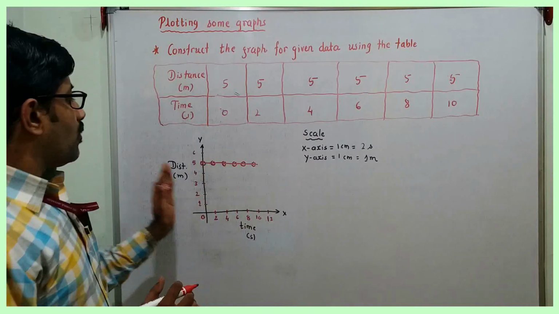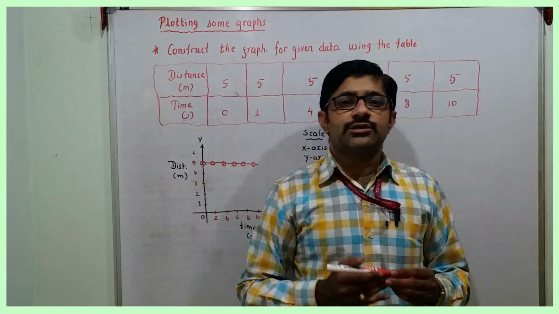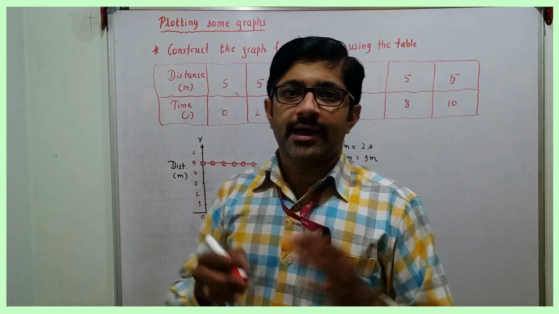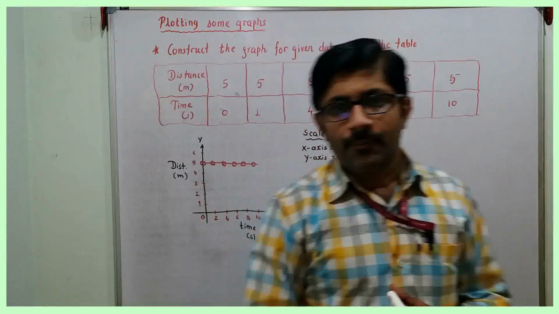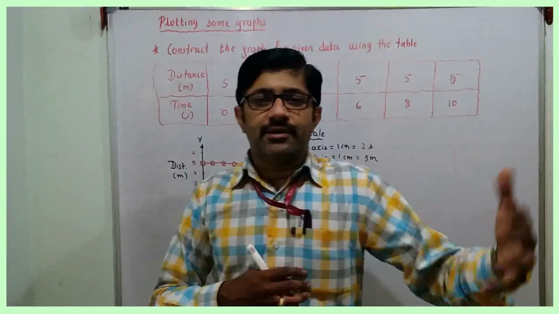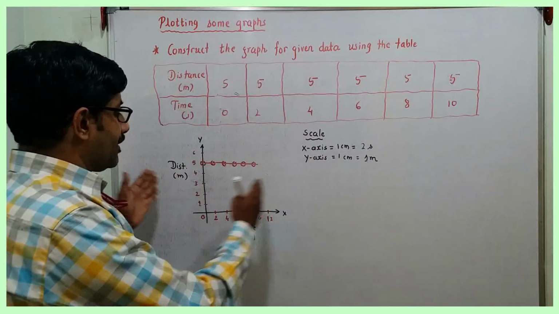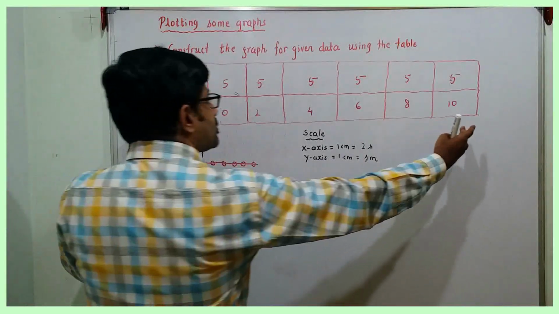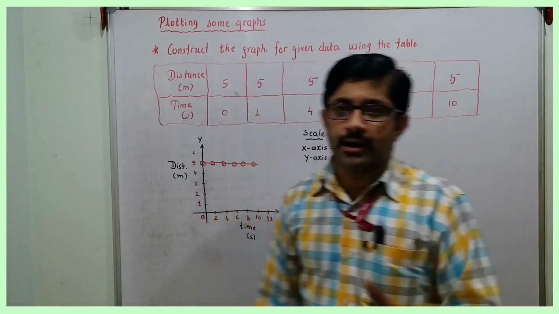So what is the indication of this graph? The indication of this graph is a straight line parallel to the x-axis. It means the object already has some distance of 5 meter, and that 5 meter remains fixed for the given instance of time. Hope you understood this part right.